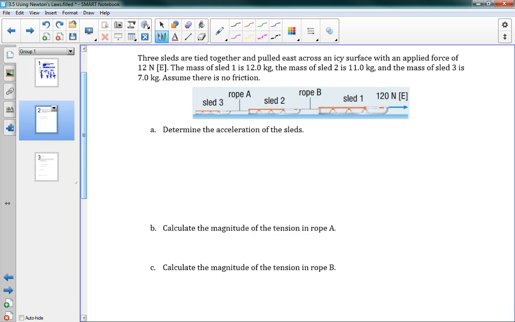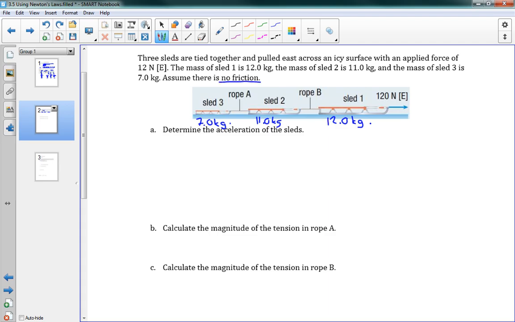We have here 3 sleds tied together and pulled east across an icy surface with an applied force of 12 newtons east. The mass of sled 1 is 12 kilograms. I'll write that in here, 12.0 kilograms. The mass of sled 2 is 11.0 kilograms. And the mass of sled 3 is 7.0 kilograms. We're assuming there's no friction.